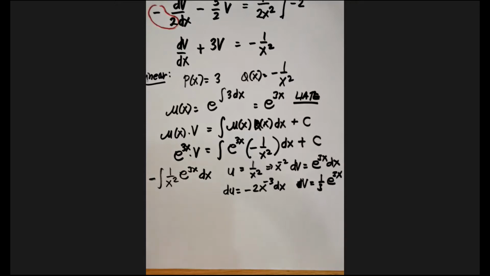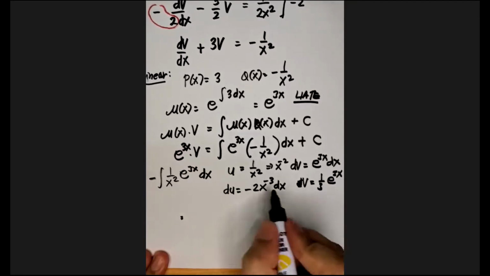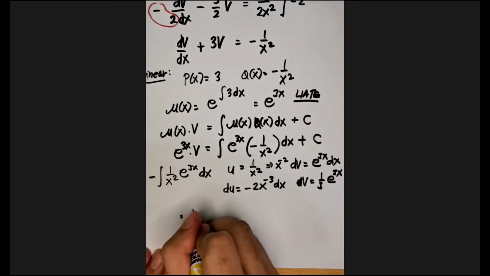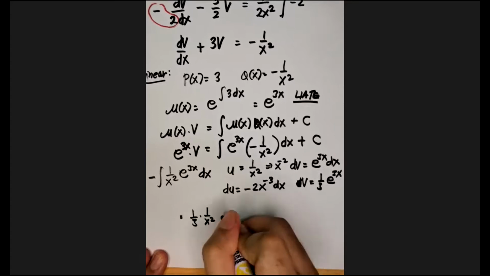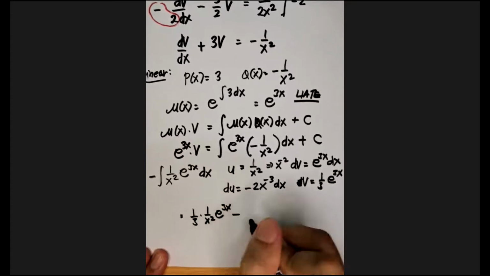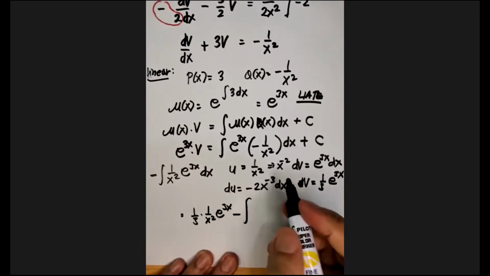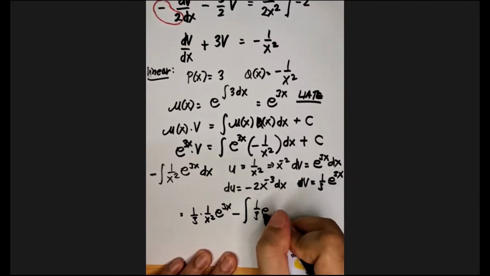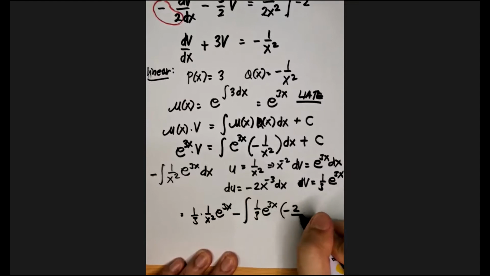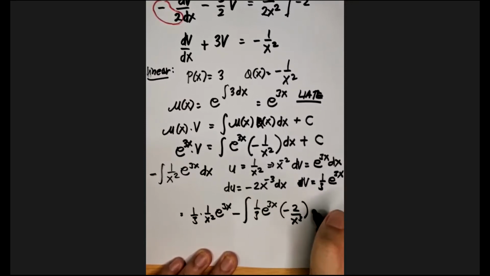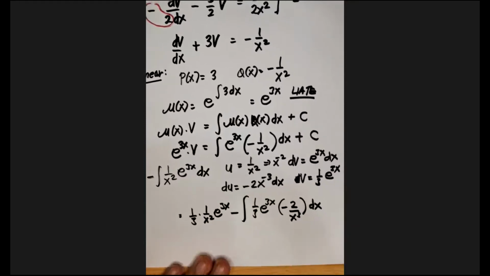Lumalala yata. Lumalala ba? Anyway, try natin ulit. So that's equal to uv. So that will be 1/3 times 1 over x squared e raised to 3x minus the integral of v du. So 1/3 e raised to 3x times negative 2 over x cubed dx.